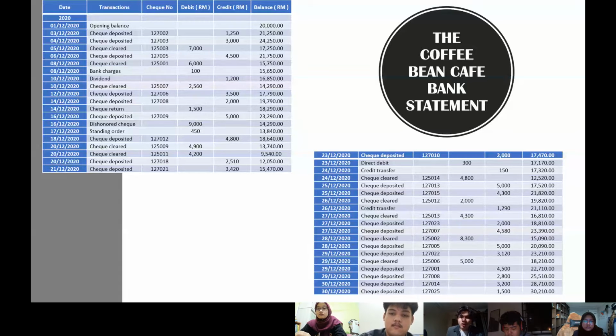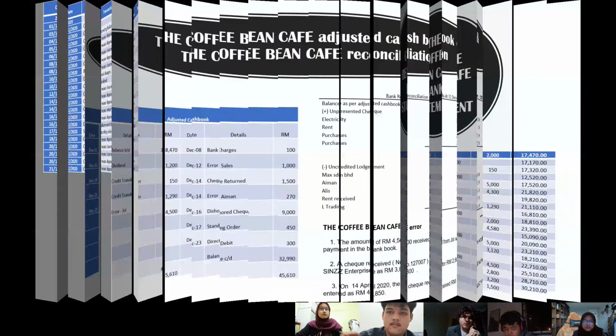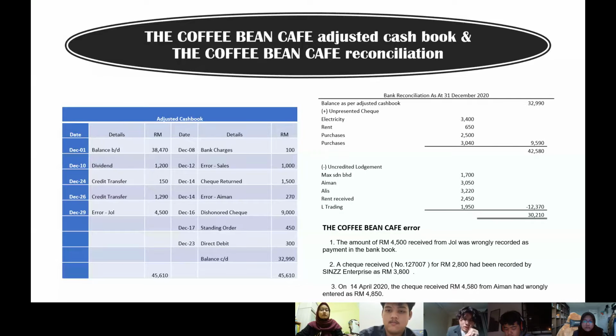On the debit side, December 1, we have balance BD with amount 38,470, with dividend on 10 December with amount 1,200 ringgit, and there are 2 credit transfers with amounts 150 and 1,290 ringgit. And 29 December we have an error from Joel with amount 4,500 ringgit.